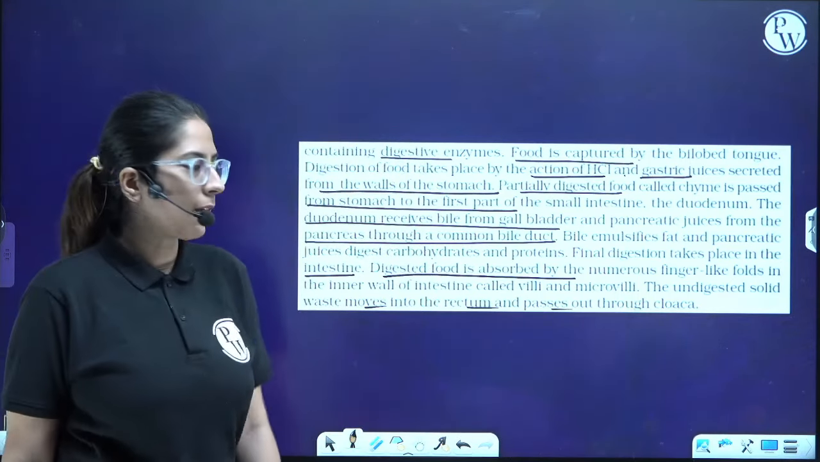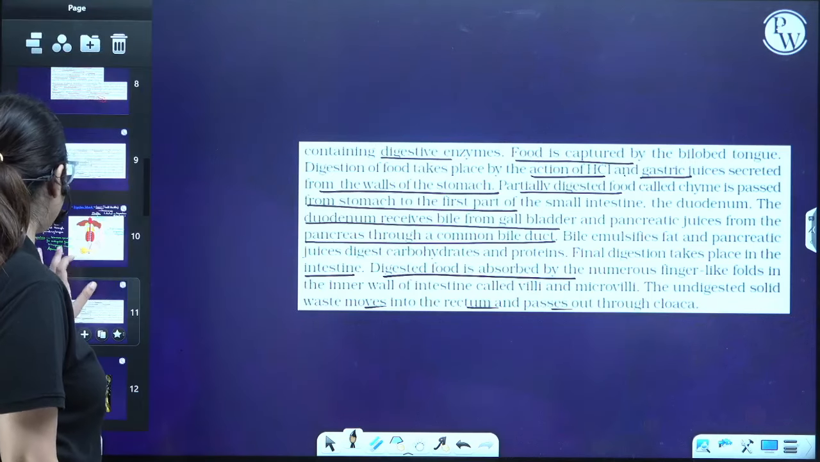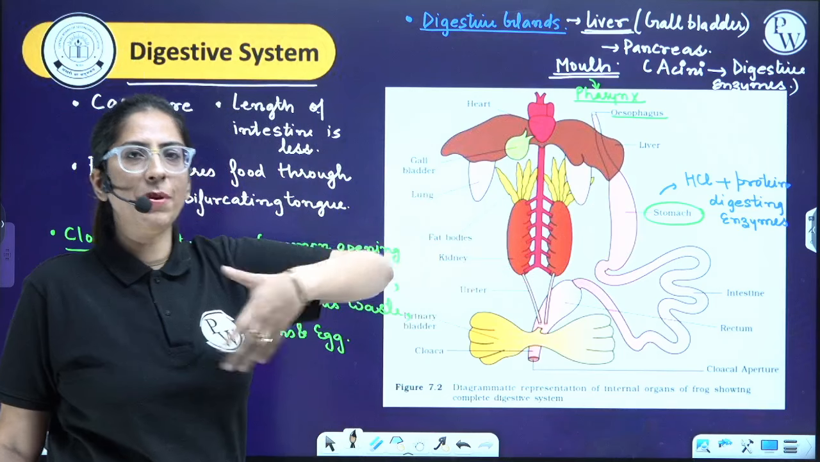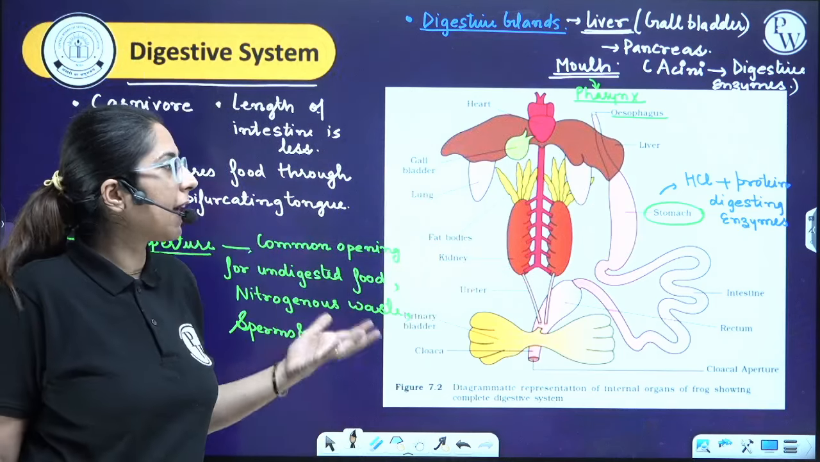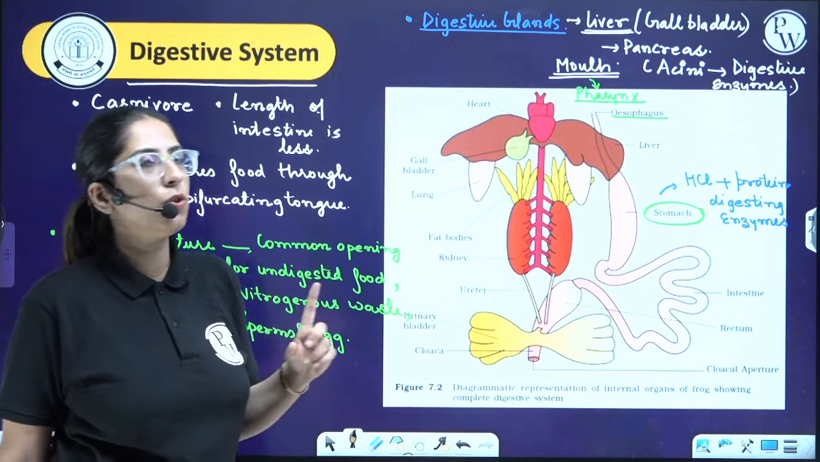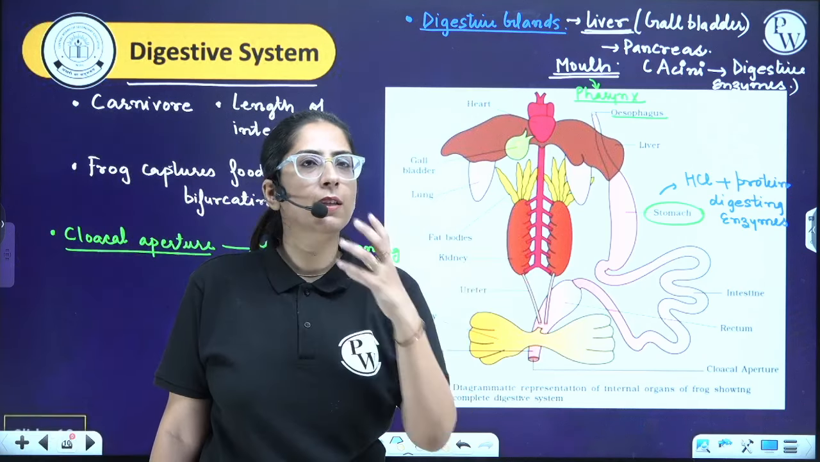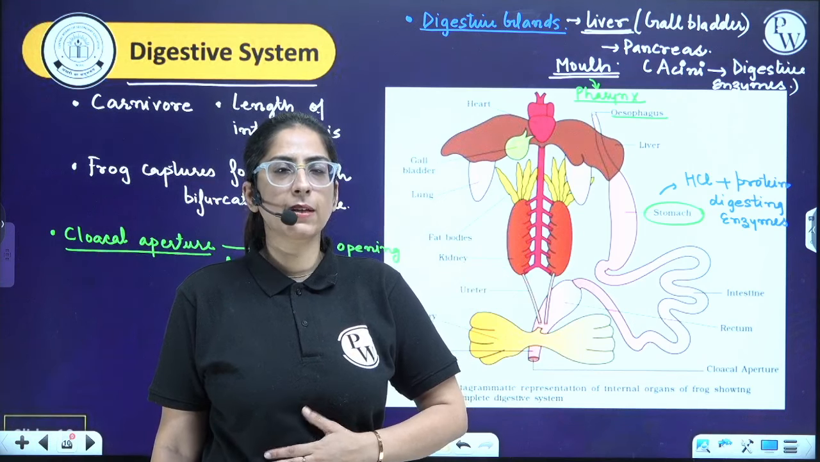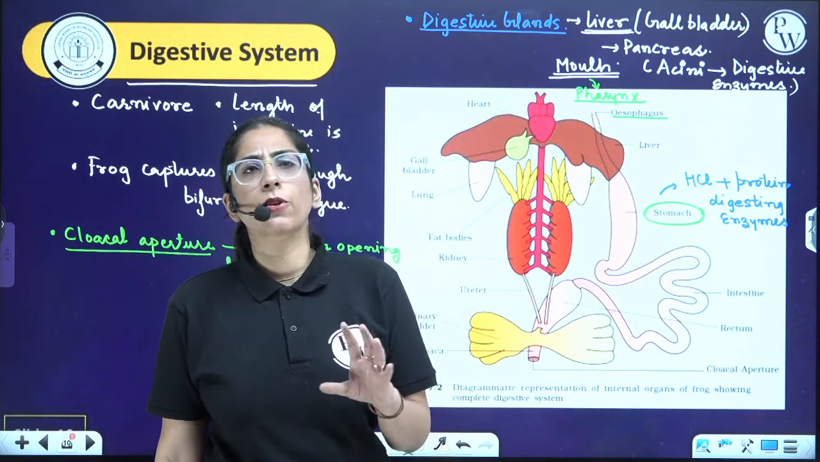Now listen, come back to this diagram once again. Here the digestion starts in the stomach region. Here the gastric enzyme is present. Like that of humans, here also the food is termed chyme. In the mouth, it is bolus. In the stomach, it is chyme, right? In the intestine, it is chyle, depending on the pH.